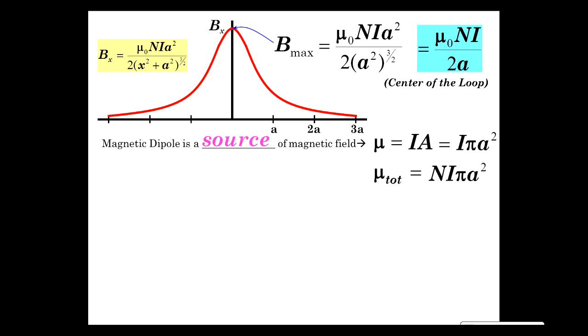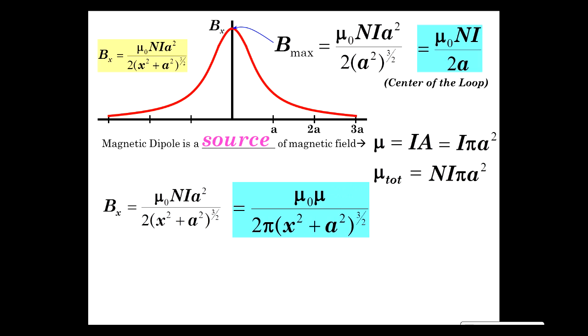Oh, look at the denominator of this equation. So here it is again. And since N I pi a squared is the magnetic dipole moment, we have that expressed here. So we can write it like this. We divide by pi, then mu 0 times mu. Remember, these are two different quantities: permeability and dipole moment, the magnetic dipole moment.